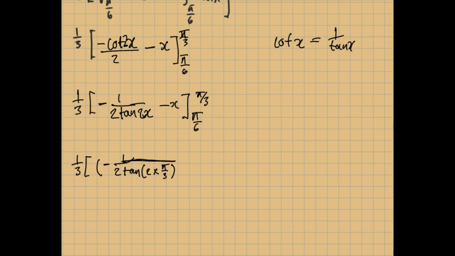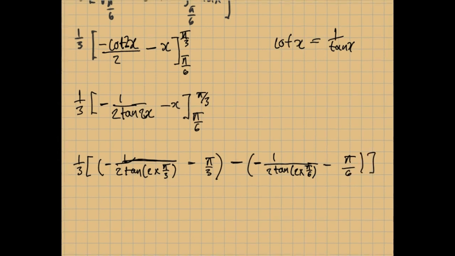Oh, this is over 1. Is under 1, and then it's minus x to pi over 3. And then I now put the other one, negative of 1 over 2 tan 2 by x, which is pi over 6, okay? And this is minus x, which is pi over 6. Wow, so this is going to help me get the answer.